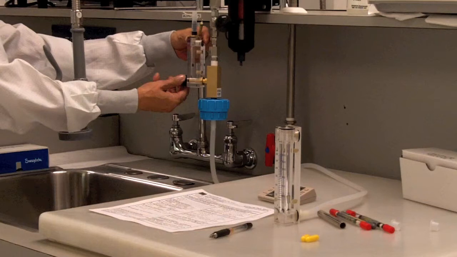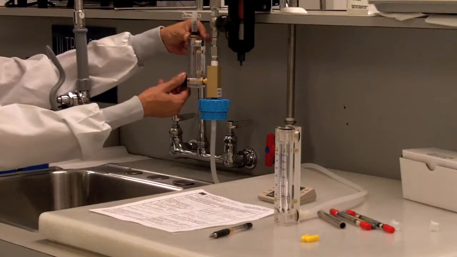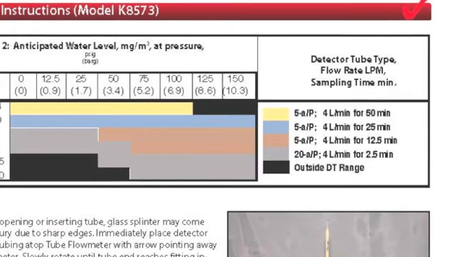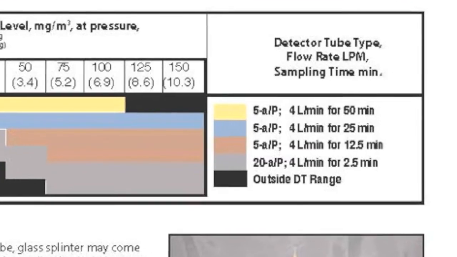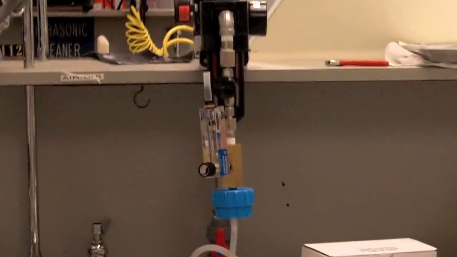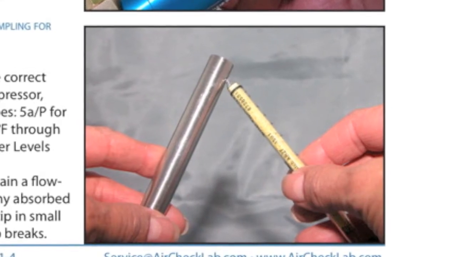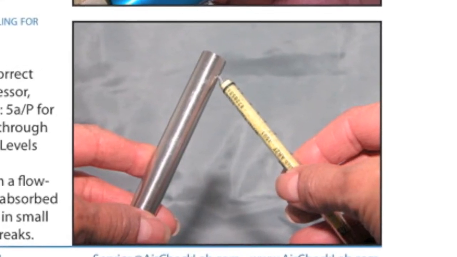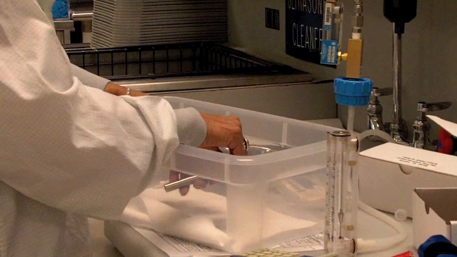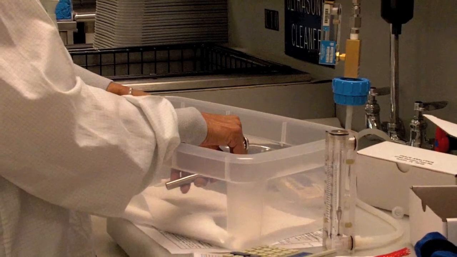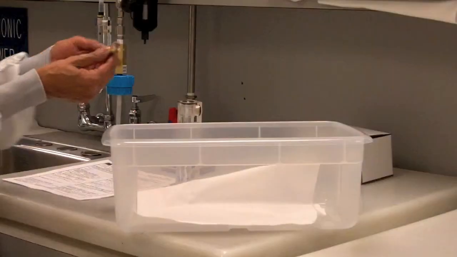Turn the tube flow meter needle valve counterclockwise and adjust for a reading of 4 liters per minute. Allow air to flow for 2 minutes before inserting the detector tube. Be prepared to break the tips of the detector tube in a safe manner, such as over a trash can, to catch the broken glass tips.